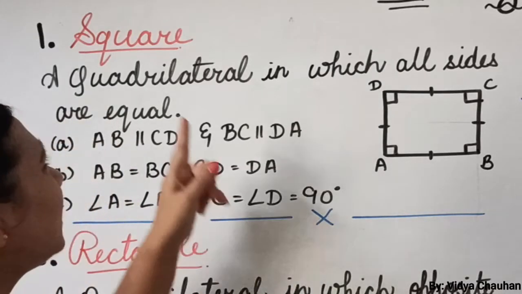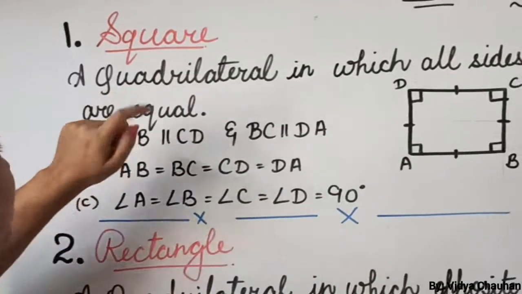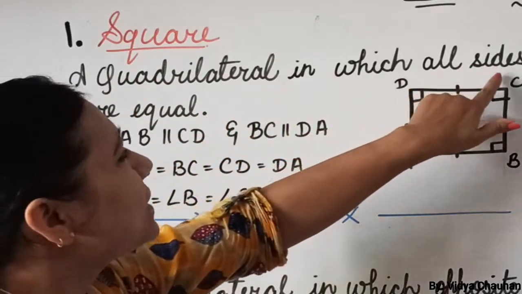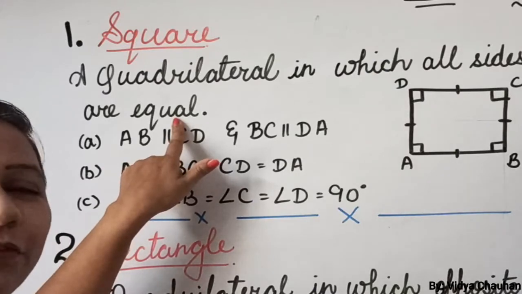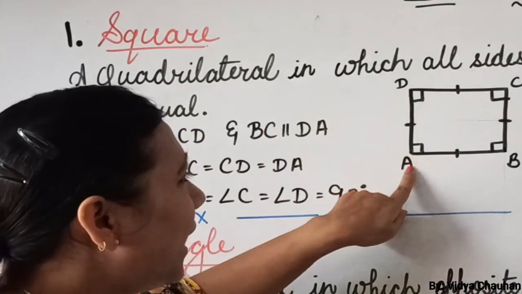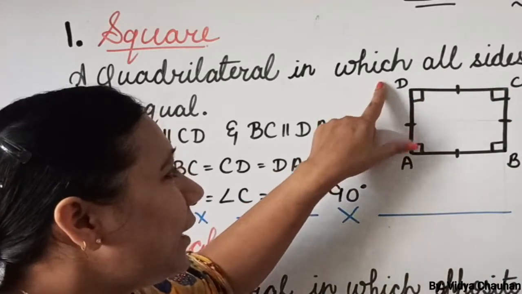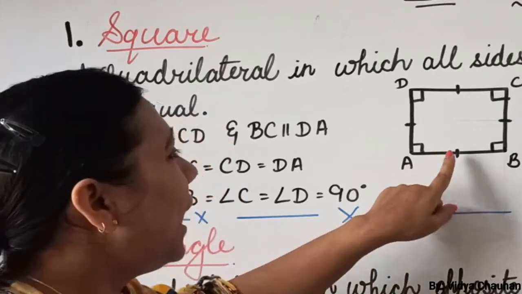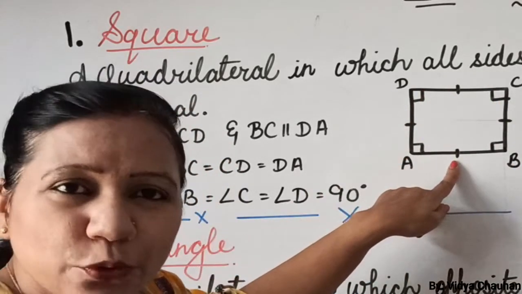Our first figure is a square. So this is our first type of quadrilateral, a square. So what is this? A quadrilateral in which all sides are equal. A square is a type of quadrilateral in which all the 4 sides, as you can see here in this shape of a square ABCD, are equal. So it is a square.